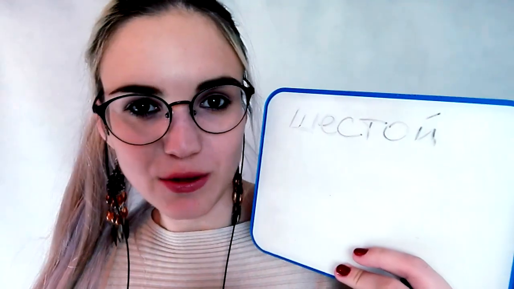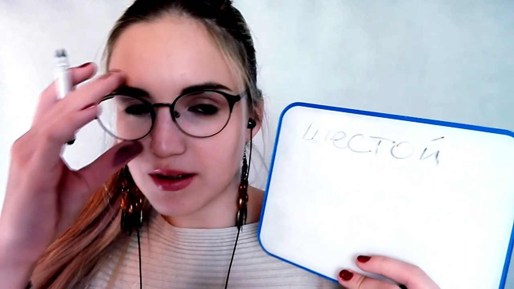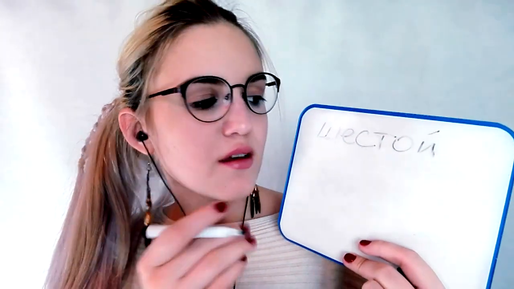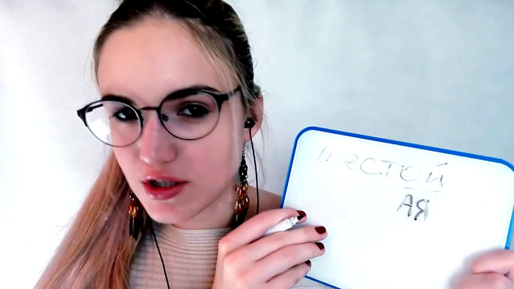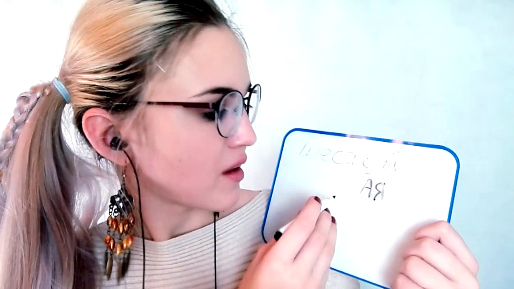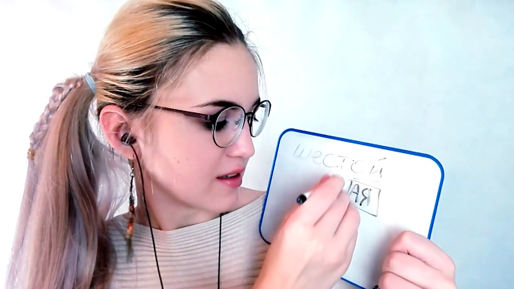So the 6th, 6. When you speak about a male object, a male person, it's going to be this ending. But if you talk about women, the ending changes. Шестая, not шестой. You can talk about a female object like, for example, in Russian, lipstick, pomada is a female object, and you should choose this ending.